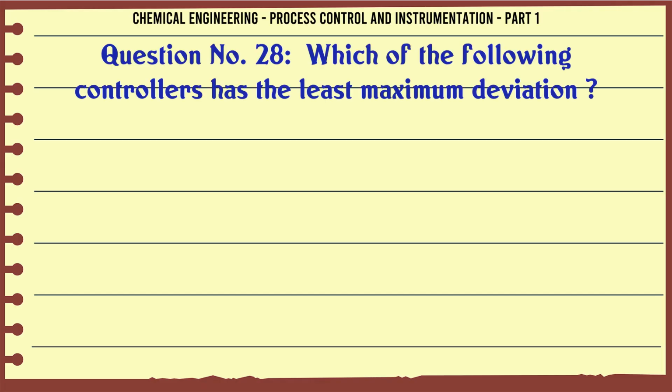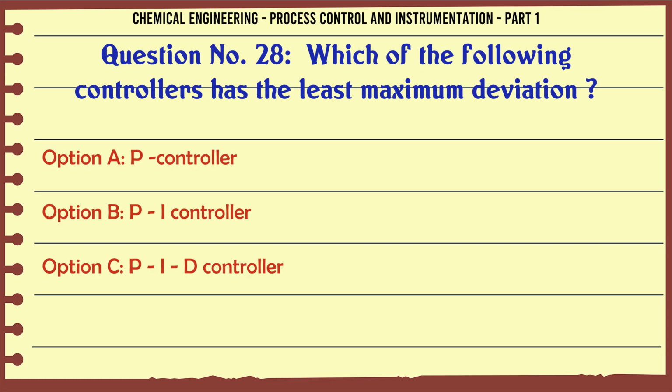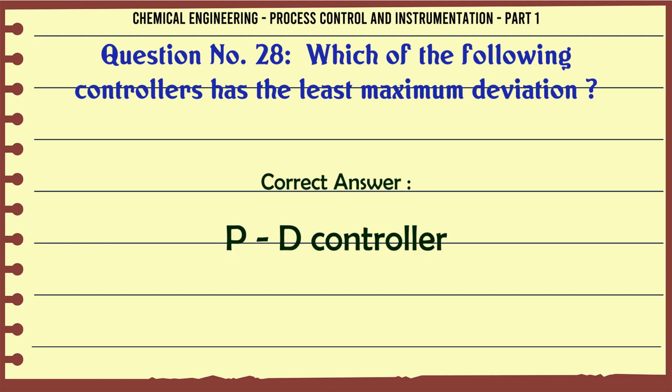Which of the following controllers has the least maximum deviation? A. P controller, B. PI controller, C. PID controller, D. PD controller. The correct answer is PD controller.